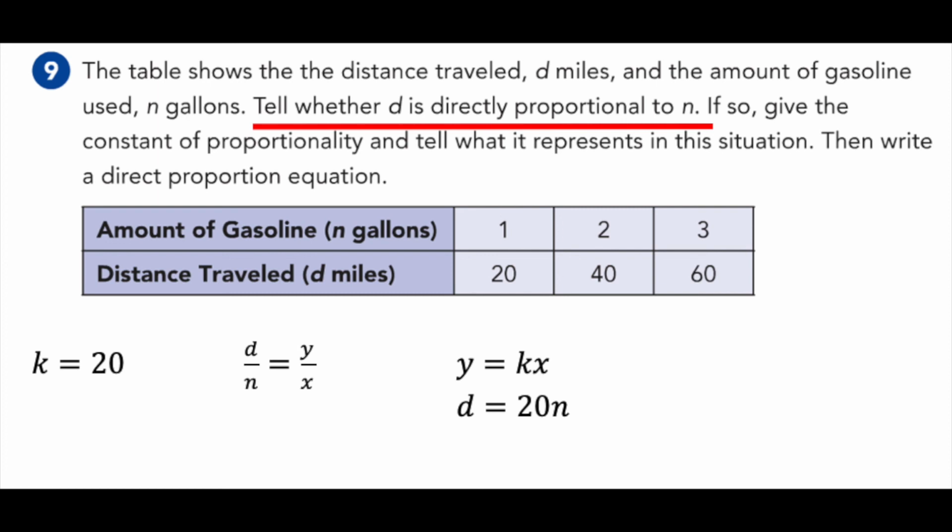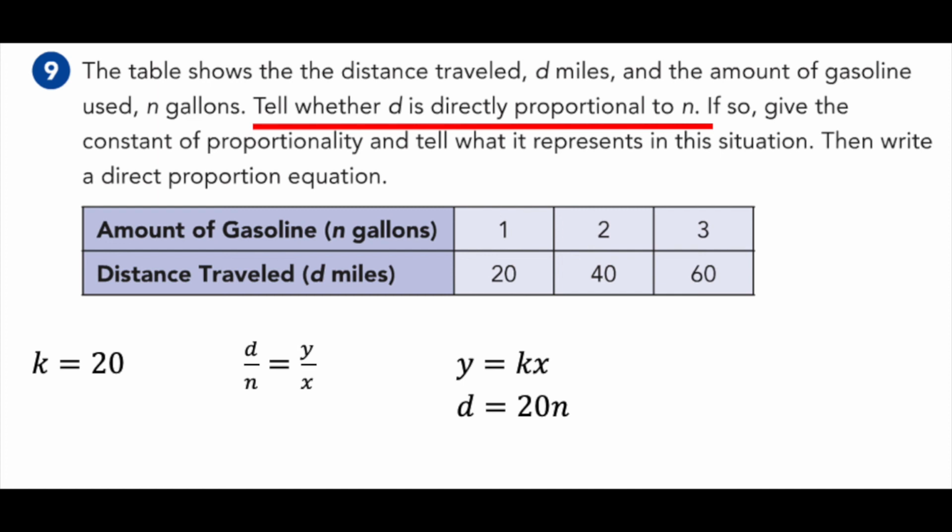To put this into an equation, we are going to replace our y value and our x value with the letters d and n. And instead of using k, we will use our constant of 20. So an equation to represent this table would be written as d equals 20n.